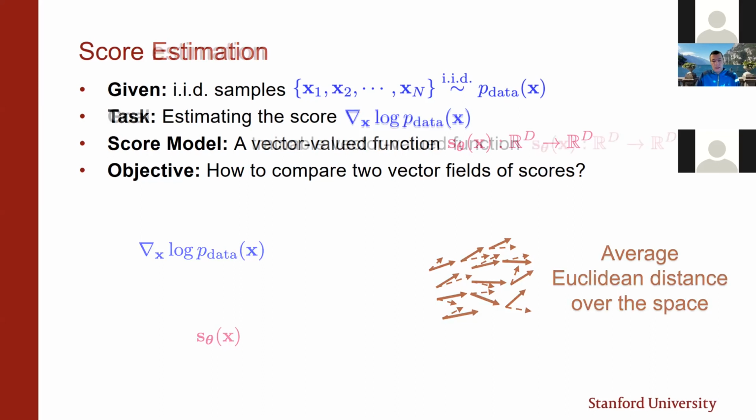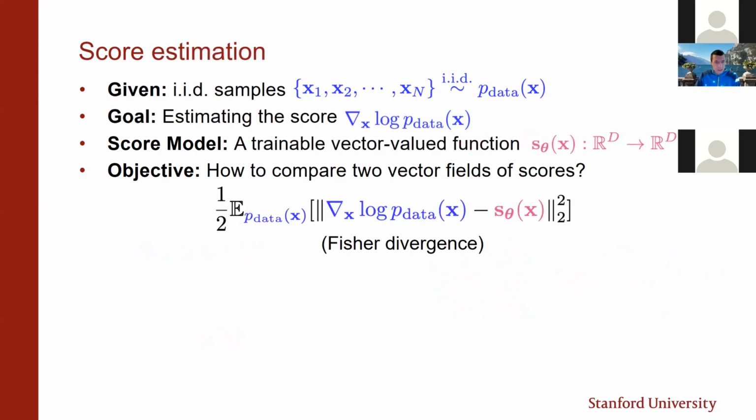So that's the Fisher divergence. The formula is the one you see here. We take an expectation with respect to the data distribution of the L2 norm of the difference between the true gradient at every point and the estimated gradient. And of course, this is a reasonable objective. If we can drive this to zero, then it means that our model s theta matches the true gradient at every point.